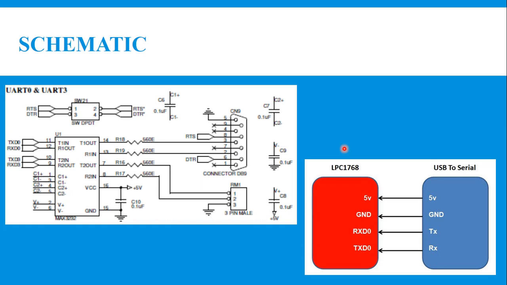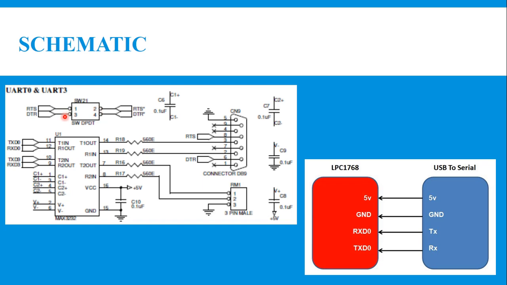Now you are looking at the schematic of the UART available in the LPC1768. You can observe TXD0 and RXD0 are the transmit and receive data pins of UART0. The pins are here. Switch 21 is used to control the data transmitted and received between the USB as well as the LPC1768.